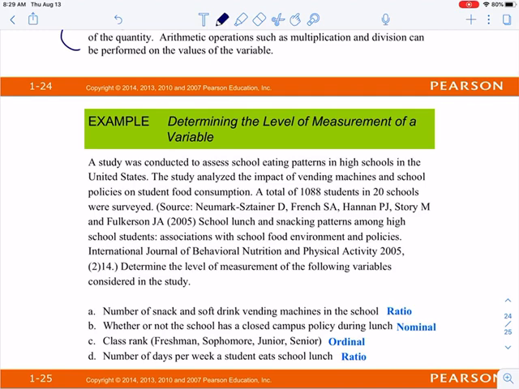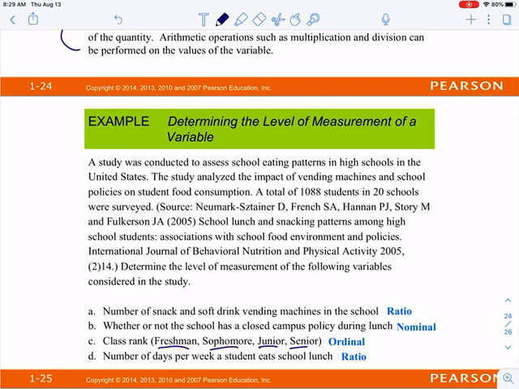For part C, class rank, freshman, sophomore, junior, or senior. Again, you can't put a number to freshman, sophomore, junior, senior. So that's got to be qualitative. So again, it either has to be nominal or ordinal. And this time, because you're ordering them in a specific order, that's going to be ordinal.